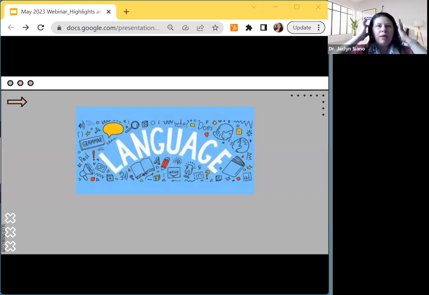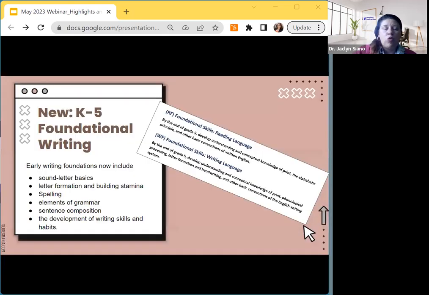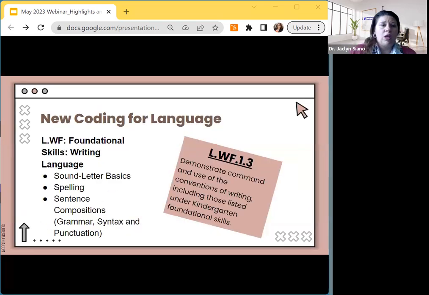So as I mentioned before, language probably had the biggest shift because now the foundational skills are under the language domain. So with K-5, we have foundational writing, which is brand new, underneath the language domain. So early writing foundations is really focused on your sound letter basics, on spelling, grammar, developing writing skills, sentence composition. So this is a new section, and it is going to be called WF for foundational skills writing language. So it will look something like this. Like I mentioned before, we used to have foundational skills. Now we have them separated by writing and by reading, and they're all under the language domain instead of under the reading domain.